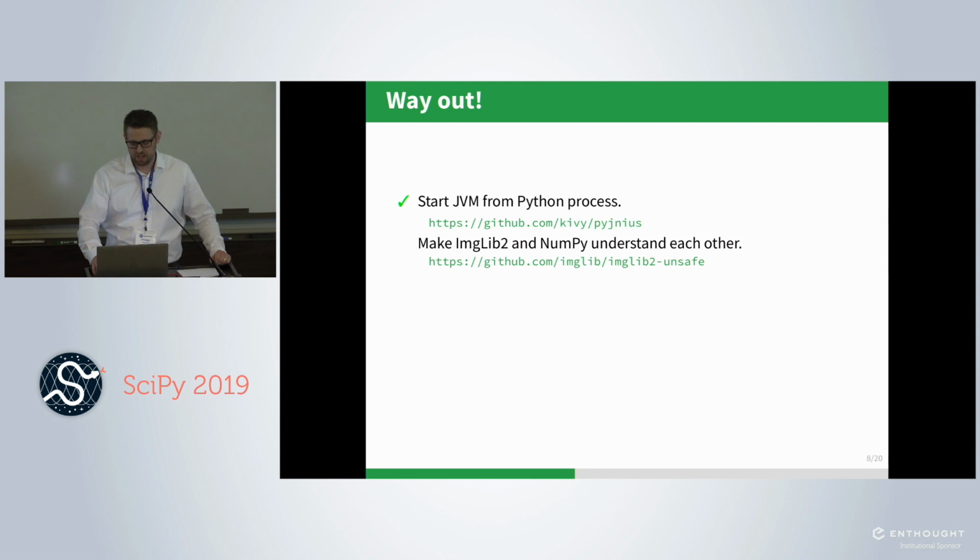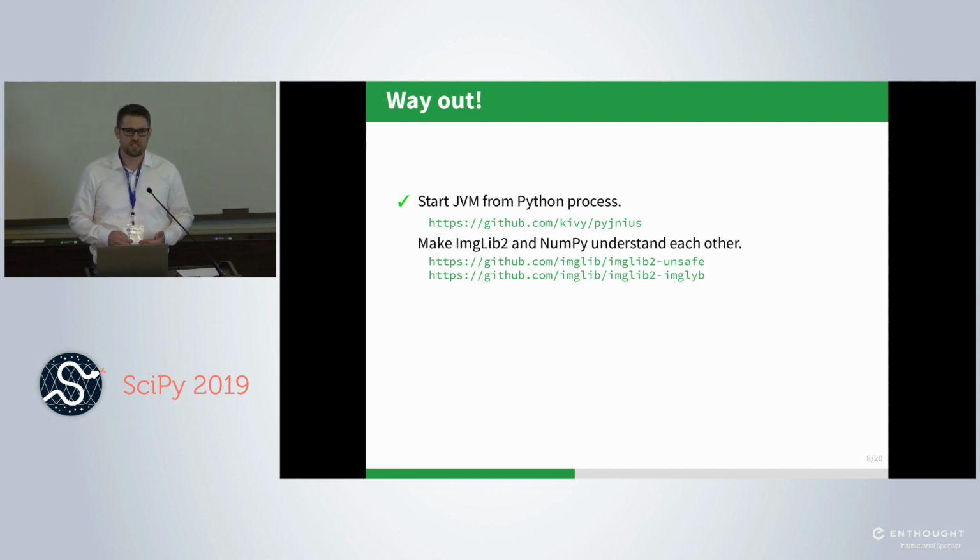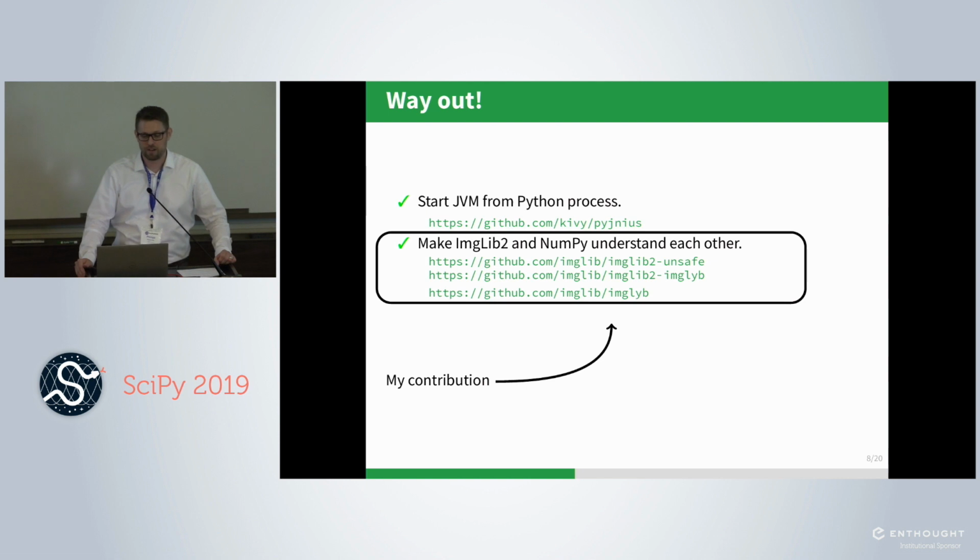That's the first step. Then as a second step, I created ImageLab2 ImageLab, which is just a convenience library that understands NumPy metadata, such as strides or offsets into native memory. Then finally I created the Python library ImageLab, which exposes all these other libraries into Python, and you can easily convert from a NumPy array into an ImageLab2 data structure.